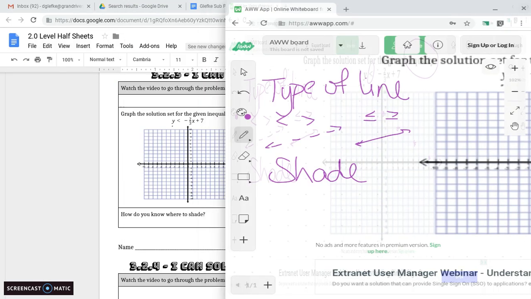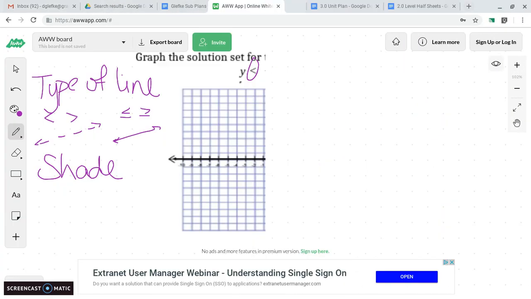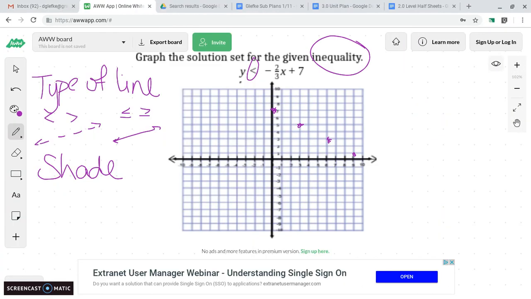So we want to go in and, with our ruler, connect our dots with a dotted line. That is not very straight. You guys have a ruler.